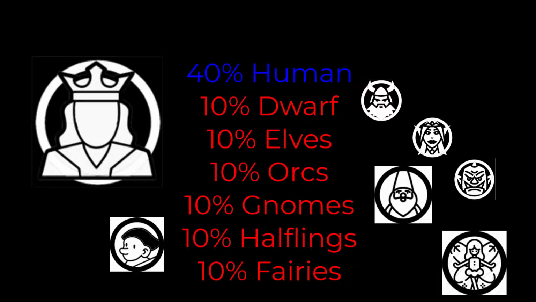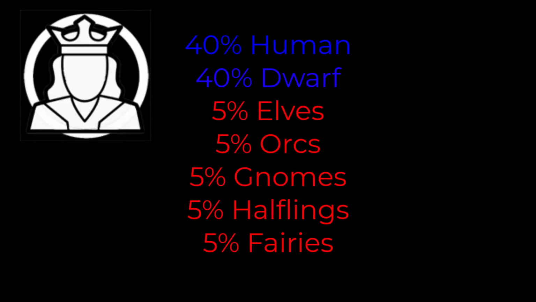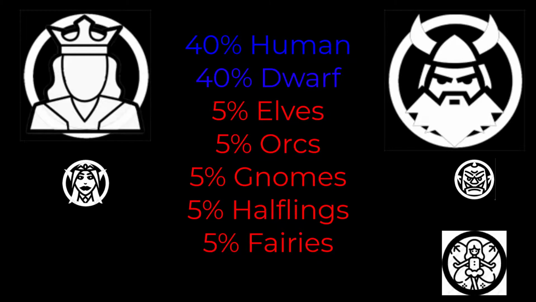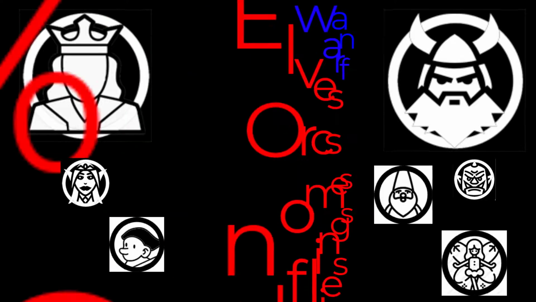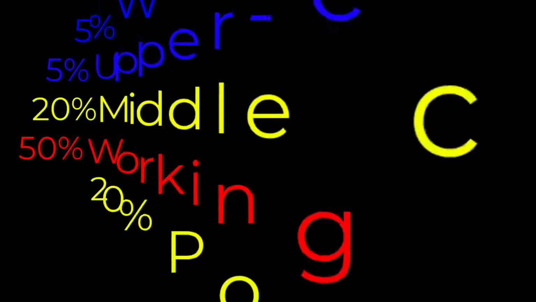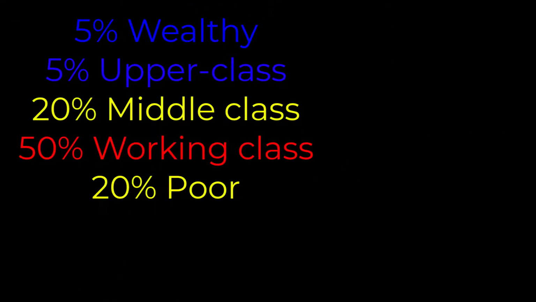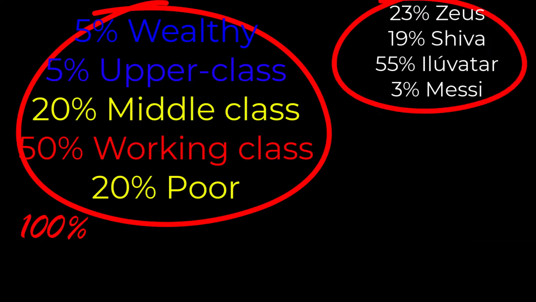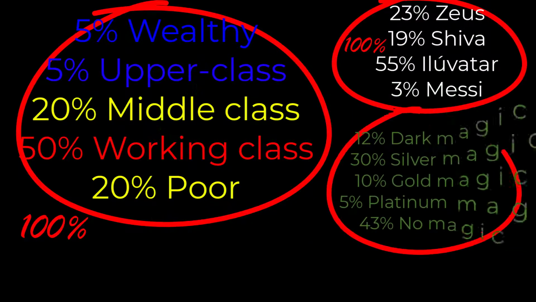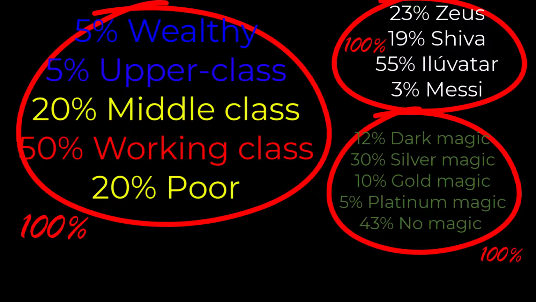You can slide those numbers around to reconfigure the population. What if the world is 40% humans, 40% dwarves, and less than 5% of all the other species? How would that change things? Let's shift gears from species to economic class. What if 5% of the population are rich, 5% are upper class, 20% are middle class, 50% are working class, and 20% are poor?